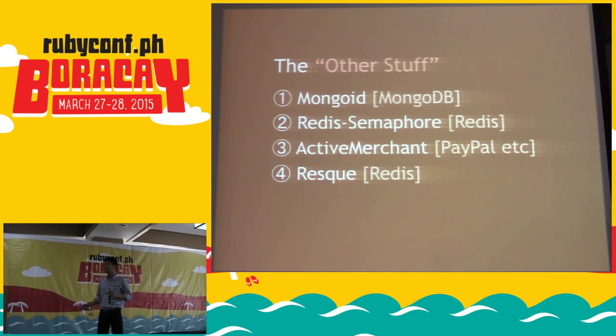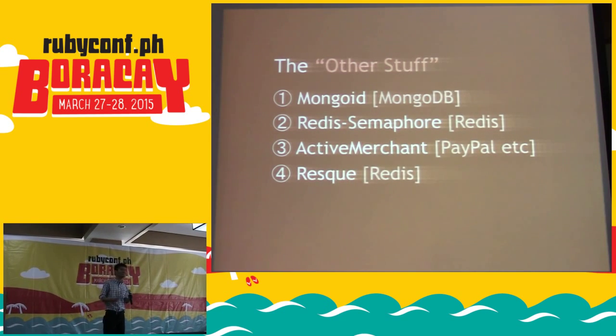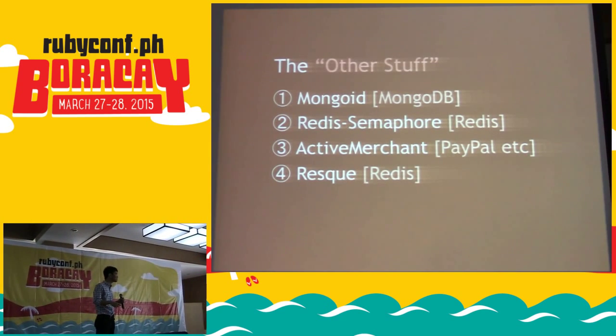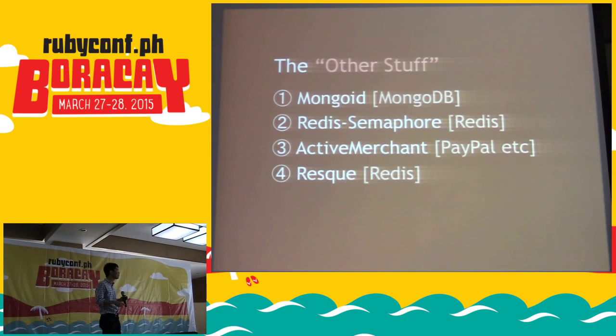So the thing we need to do is first, what are these libraries trying to abstract? So if you think about it, these are just abstraction layers. These are just Ruby code on top of existing technology or tools. For example, MongoDB. So you have Mongoid for MongoDB. Redis semaphore is just created on top of Redis. This will just lock this, lock that. And then Active Merchant for PayPal and other payment gateways.